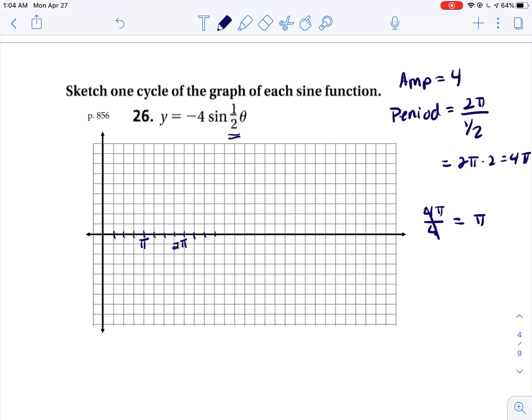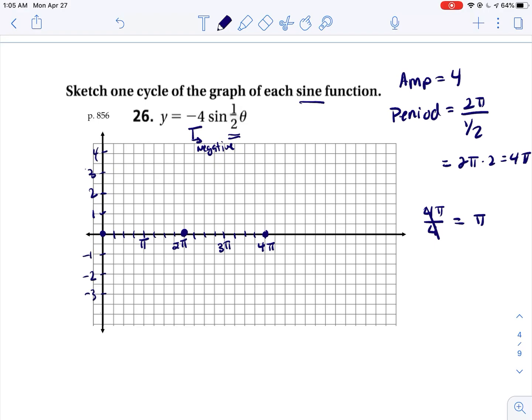So 1, 2, 3, 4 is pi. 2 pi. 3 pi. 4 pi. Oops. Okay. Now I plot my key points. It's a sine graph, so we have a 0 in the beginning, in the middle, and in the end. The only difference now is that this one is a negative, which means we're going to start by decreasing rather than increasing. So let's label my axis.